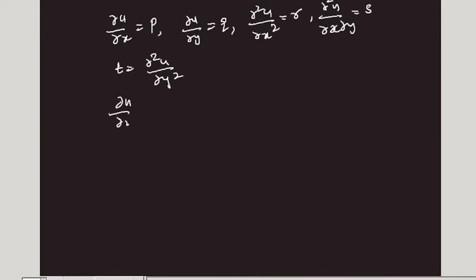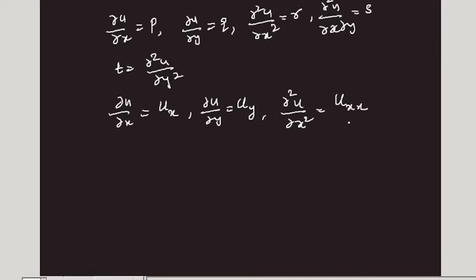Dou u by dou x we can write as differentiation of u with respect to x partially, so we can write it as u x also. Dou u by dou y is u y. Dou square u by dou x square is u differentiated 2 times, u x x. Dou square u by dou x dou y we can write as u x y. Dou square u by dou y square is nothing but u y y.